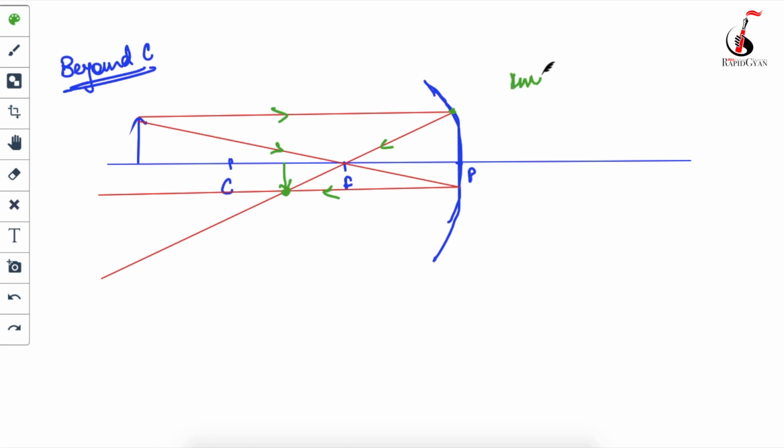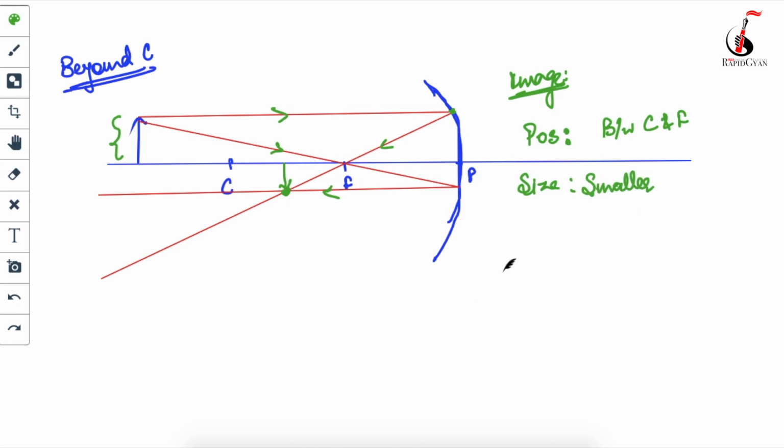So your image, I am going to write the characteristics of the image. First characteristic is the position. Position you can say between C and F. Next is the size. What will be the size? Look at this height and this height. Of course this one is smaller, so you can say the size is smaller than the object.